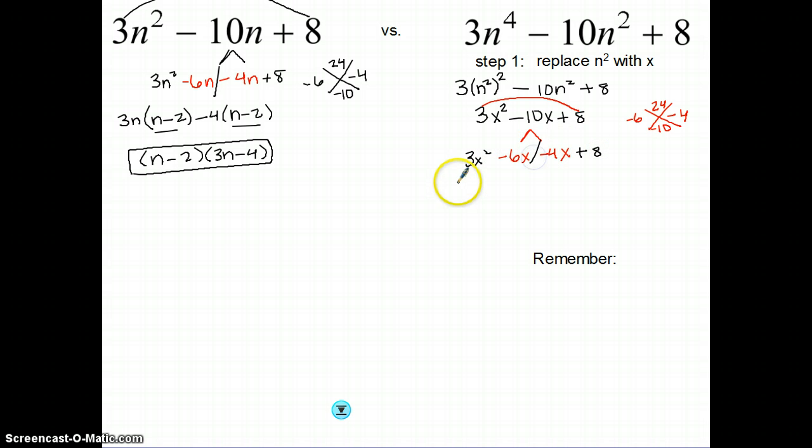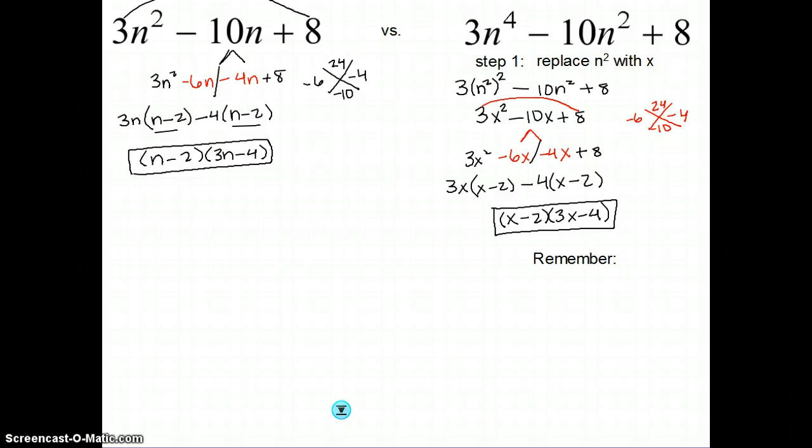Now I may split in half and factor by grouping. Take out my 3x from the left, and I'm left with x minus 2. From the right, I take out my negative 4, and I'm left with an x minus 2. Taking out that x minus 2 that's in common, I'm left with my second parentheses of 3x minus 4. Now make sure that this cannot be factored any farther. Since I cannot factor either of the parentheses down anymore, I am done.